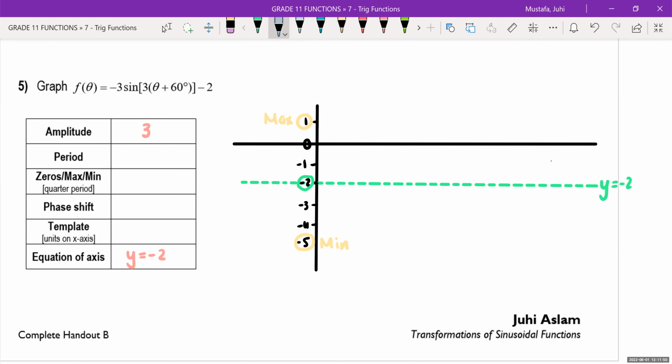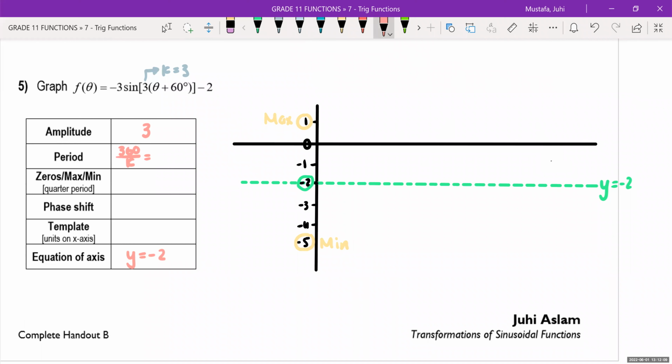We have our k value, which is the number 3. So k is equal to 3, and so we need to show the math for this in our chart. The equation for period is 360 degrees divided by k. So we're going to go 360 degrees.